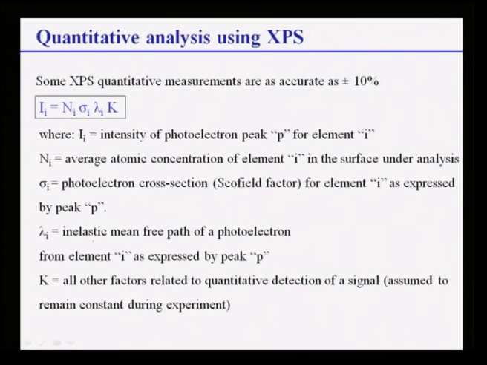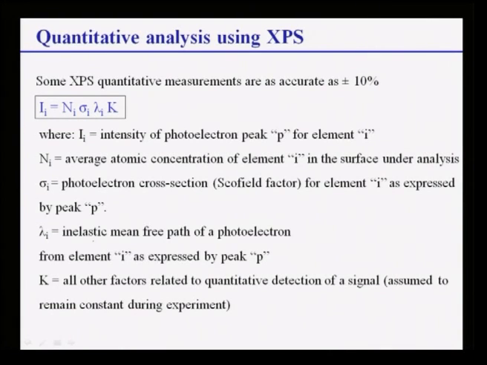I, the intensity of electrons peak, can be measured very easily. Ni is the average atomic concentration, that is our variable, or that is what you actually want to measure. So what is sigma I? It is the photoelectron cross section, basically called the Schofield factor, expressed for any peak position. Lambda I, which I have already discussed, is the inelastic mean free path of the photoelectron, and K is all the other factors dumped in, like for quantitative assessment.